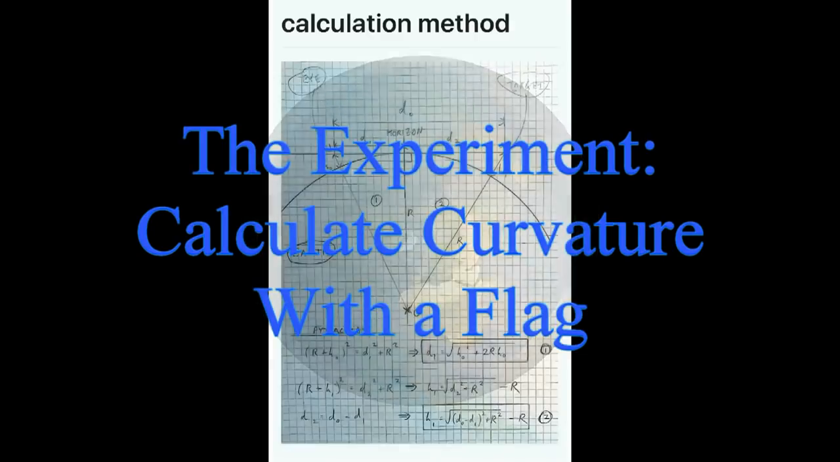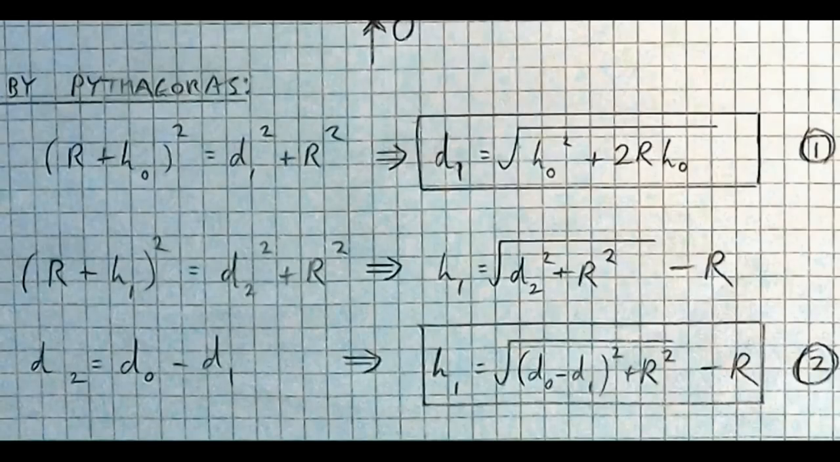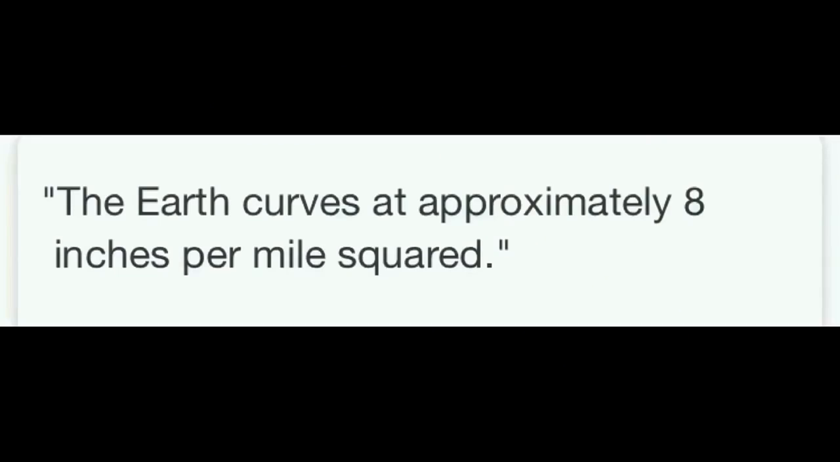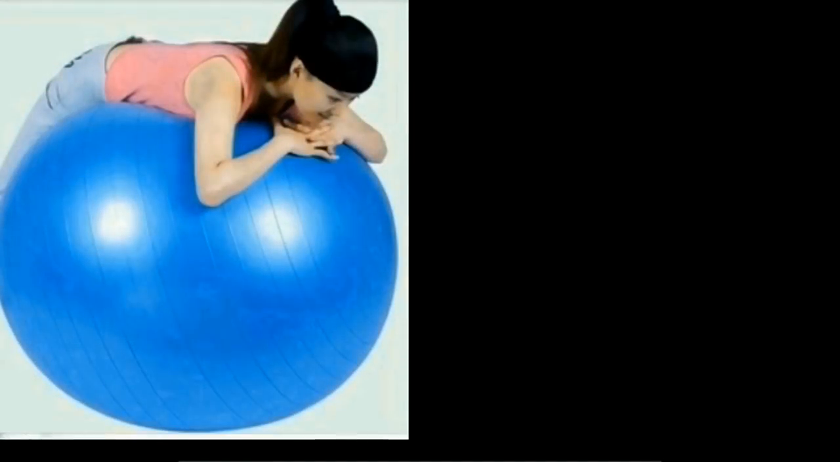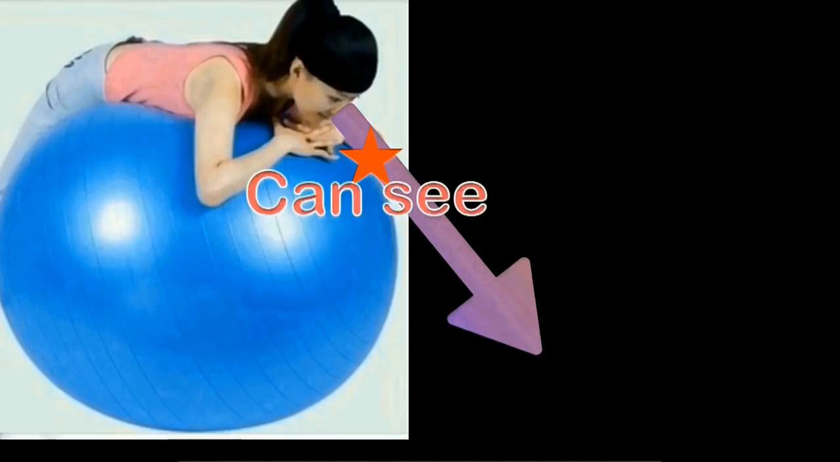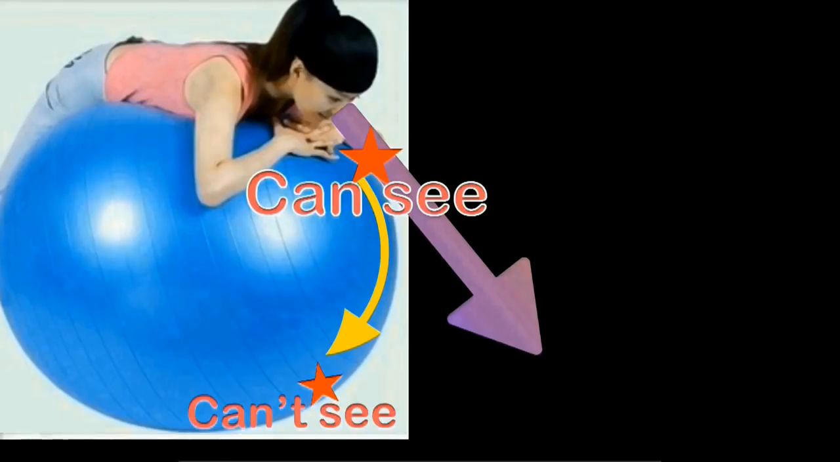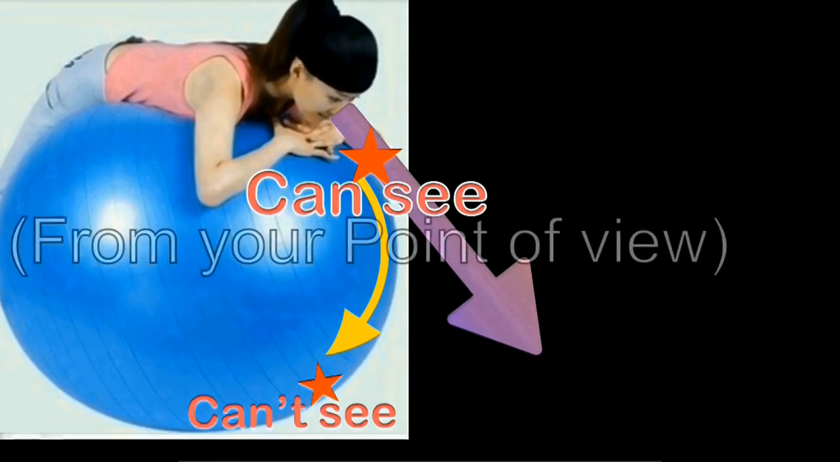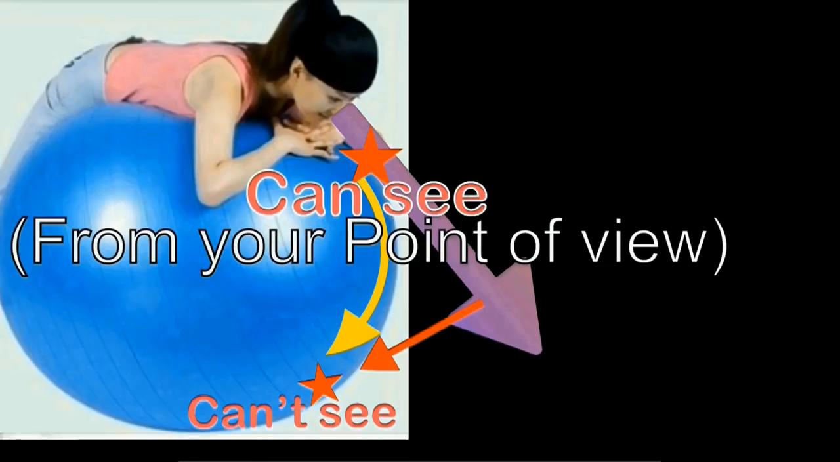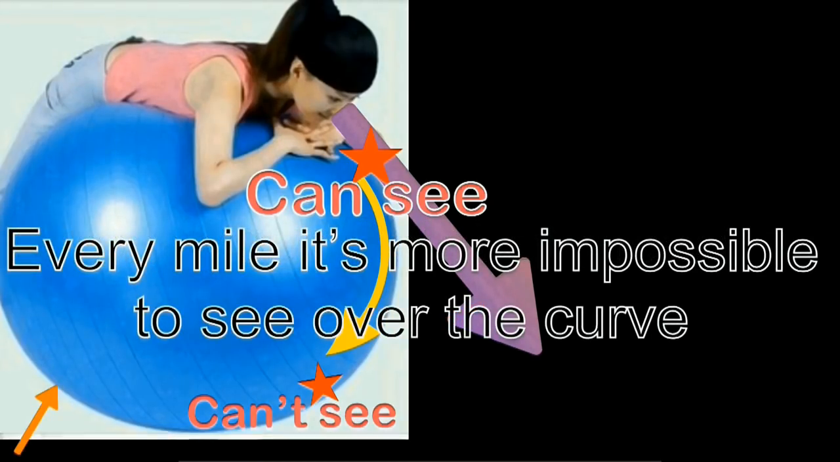Did you know that there is actually a mathematical equation that can show Earth curvature? It goes like this. The Earth curves at approximately 8 inches per mile squared, meaning that every mile that you're looking out, it should curve downwards away from your sight 8 inches at a mile, and then square that every mile that you go. This is because every mile out, the curve gets progressively worse because it is harder and harder to see over the curve until it is completely impossible.